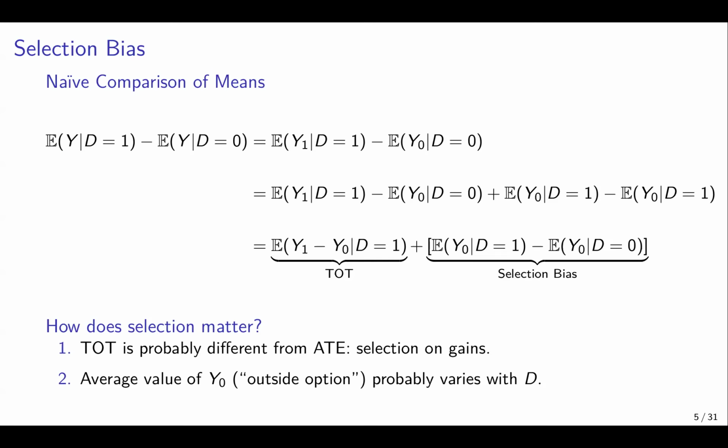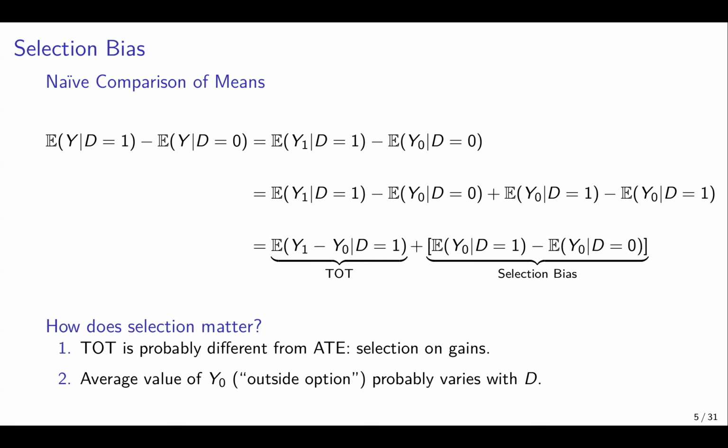So the selection bias would be 0 if the average of Y0 was the same for both the people who do go to university and those who don't. But if people who go to university differ in their outside options from people who don't, then this term is not going to be 0. And we can probably tell a story where that's the case.